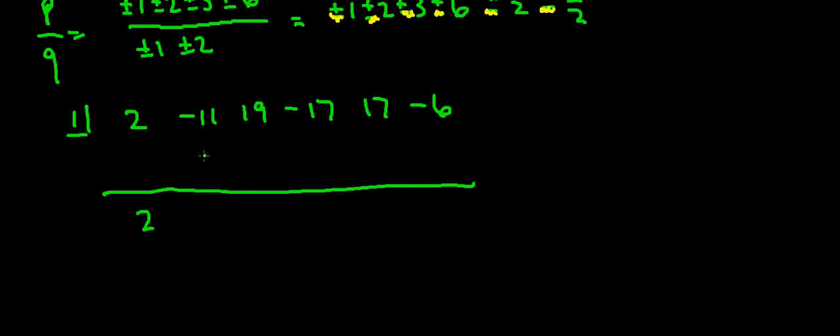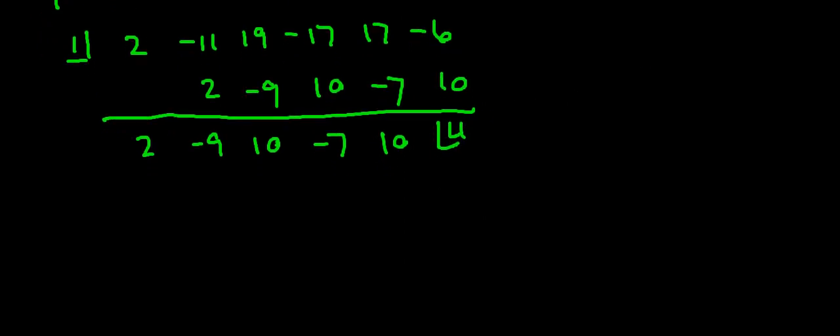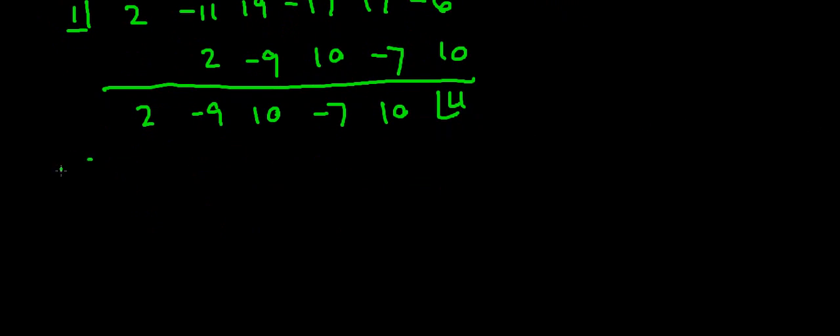Bring down the 2, this is 2, minus 9, minus 9, positive 10, positive 10, minus 7, minus 7, 10, 10, and we get 4. So this is not a factor. 1 is not a factor. Let's try 2 next.